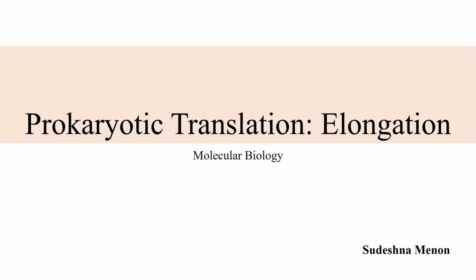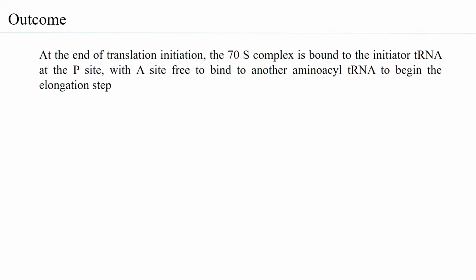So let us look at the learning outcomes of this session. At the end of translation initiation, the 70S complex is bound to the initiator tRNA strategically with the A site free to bind to another aminoacyl tRNA to actually begin the elongation step.